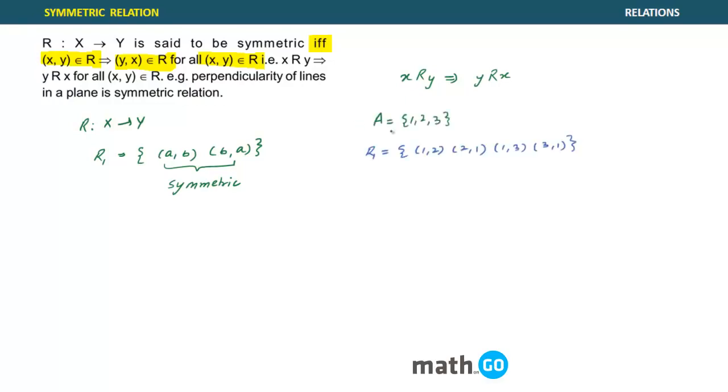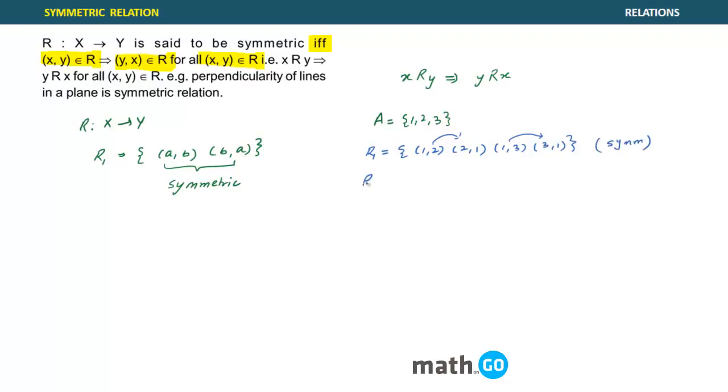For example, if you have a set A as 1 2 3, and I draw a relation saying 1 comma 2, 2 comma 1, 1 comma 3, 3 comma 1, you can see that 1 comma 2 has the reverse order also there. For 1 comma 3, its reverse order is also there. So this relation is symmetric.